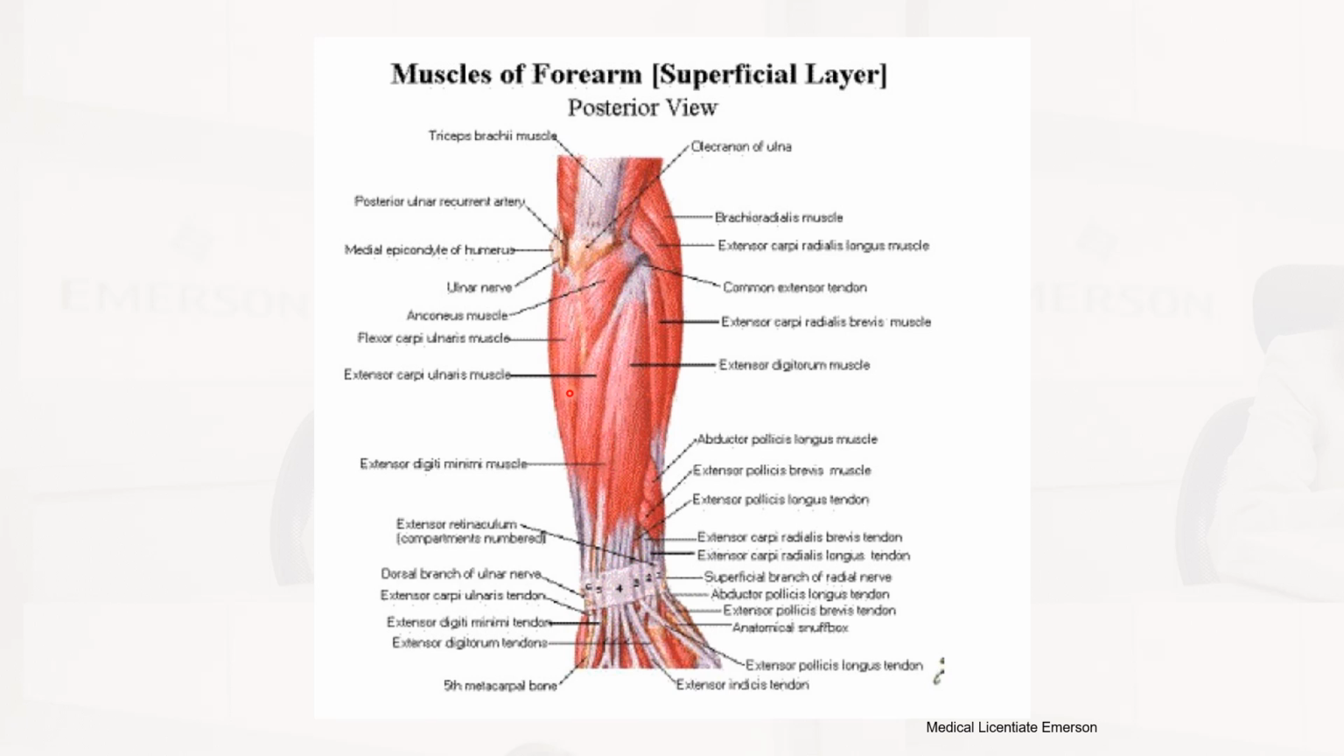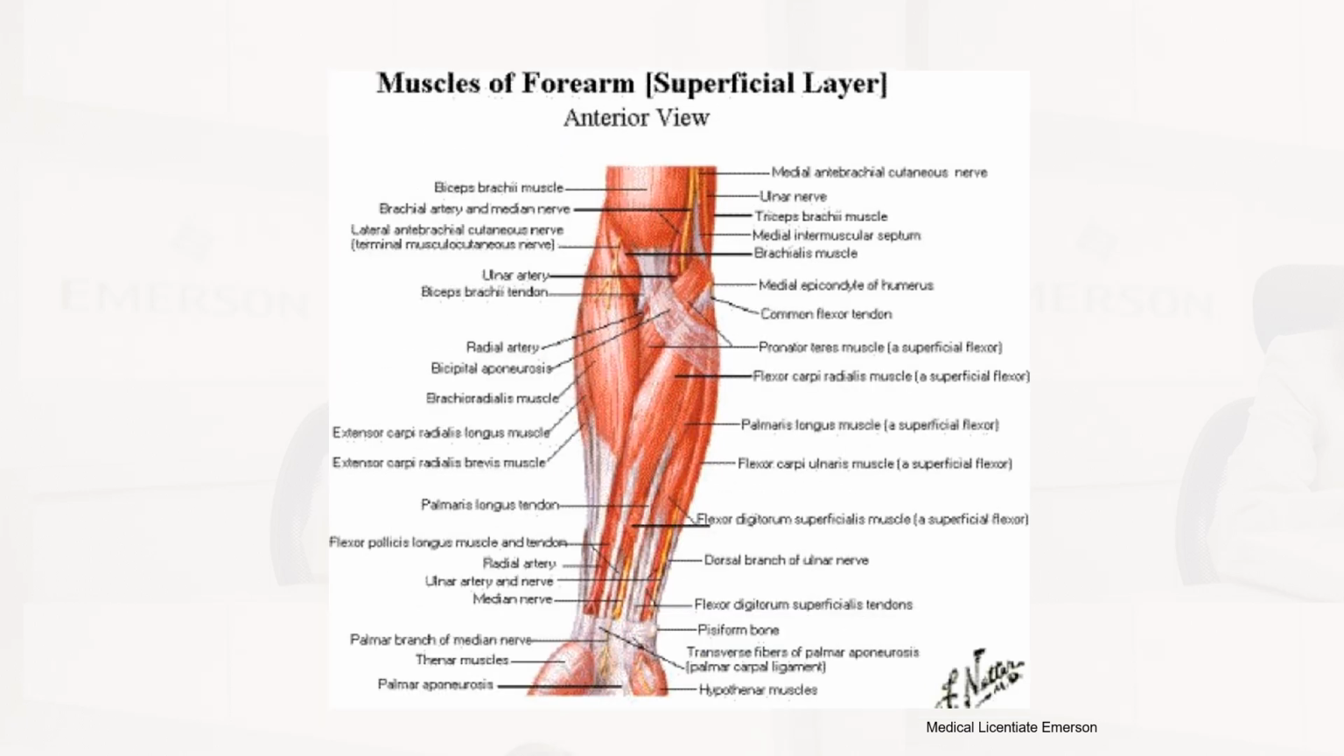We have the extensor carpi ulnaris, the flexor carpi ulnaris muscle. We have a lot of muscles, we can just even pause and go through. We have the extensor pollicis longus. There we have the extensor pollicis brevis muscle. We have the abductor pollicis longus muscle. We have the extensor digitorum muscle. So these are the muscles we have from mentioning.